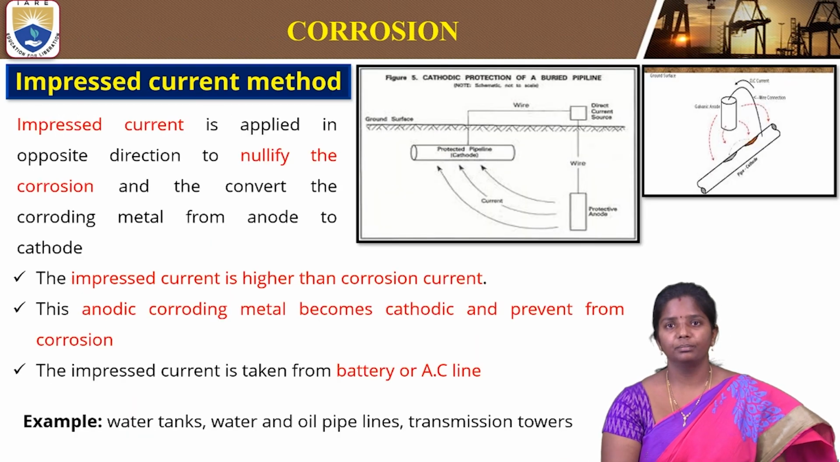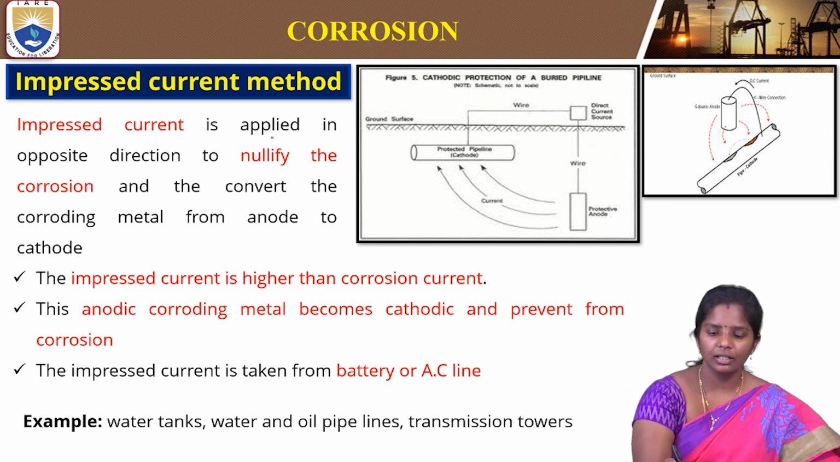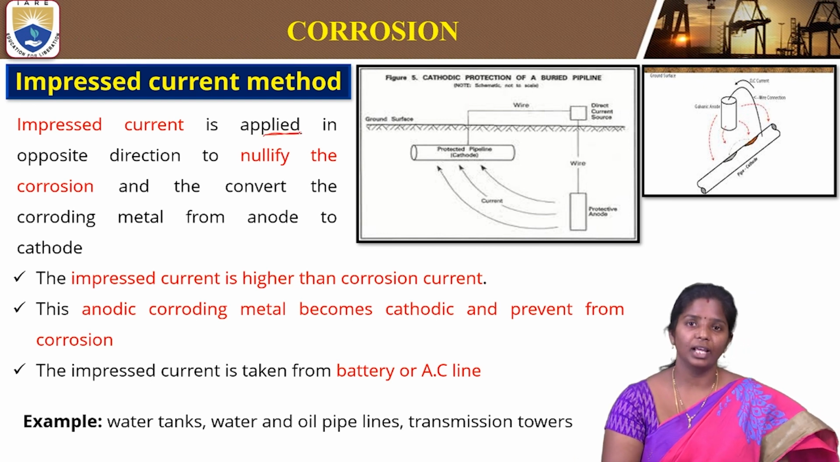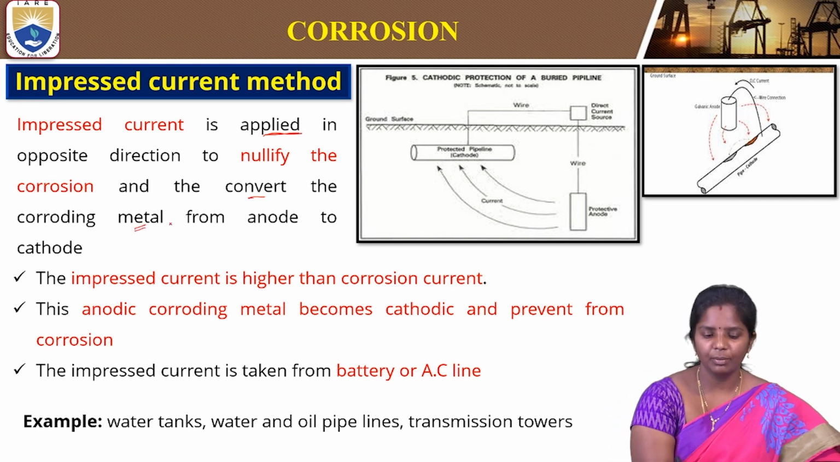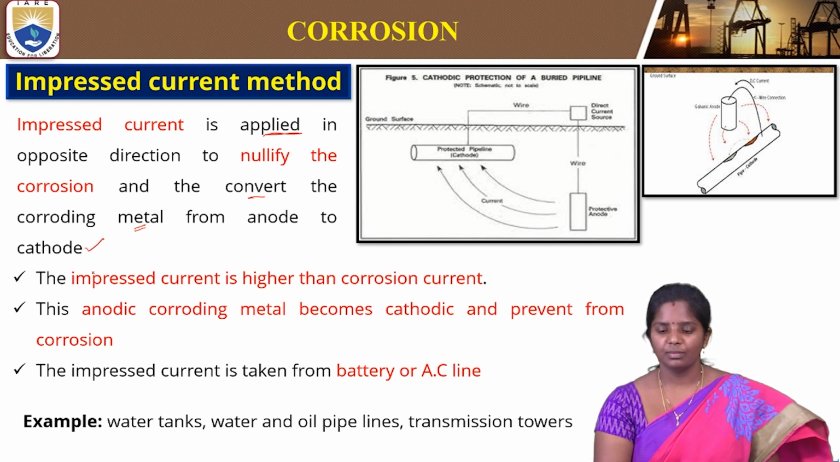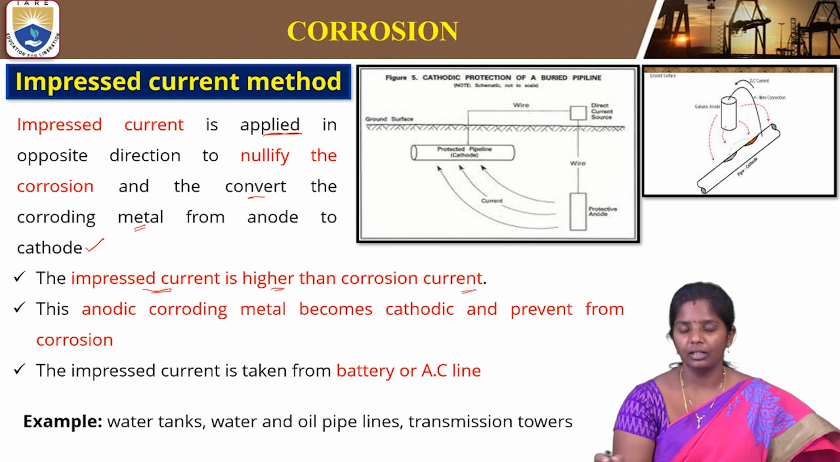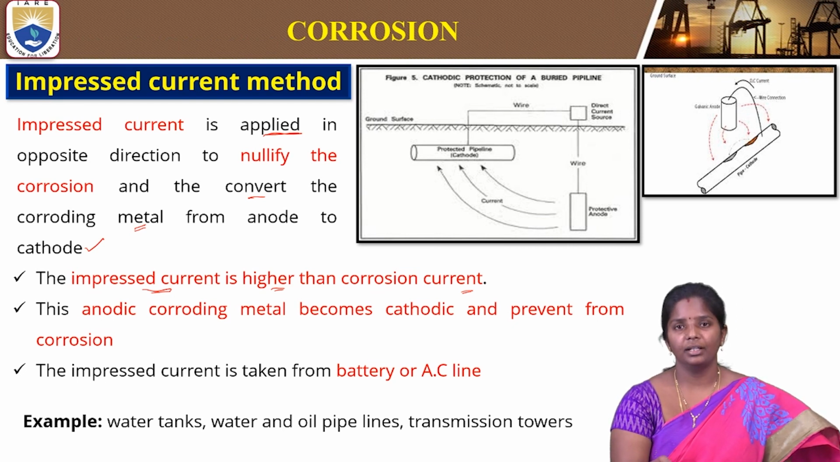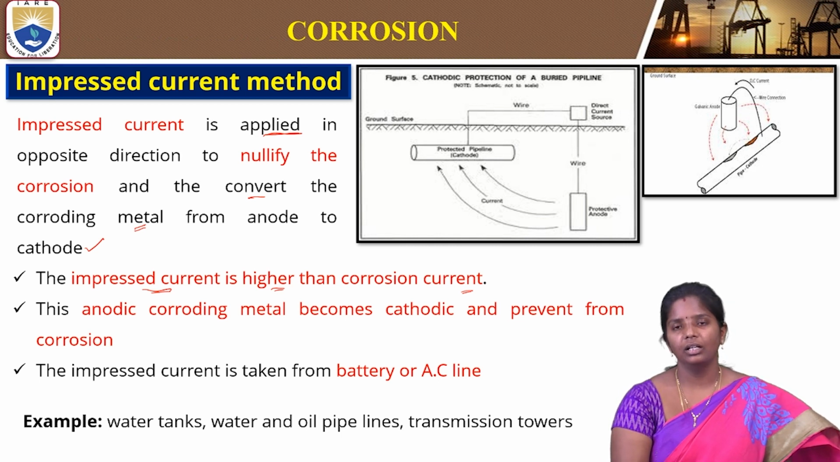The other method is the impressed current method, wherein an impressed current is applied in the opposite direction to nullify the corrosion. How is it done? It converts the corroding material from anode to cathode. Current is passed such that the impressed current is higher than the corrosion current. The current or energy released during corrosion is less, and the applied impressed current is higher compared to the corrosion current. Therefore, it will make the corroding metal cathodic.